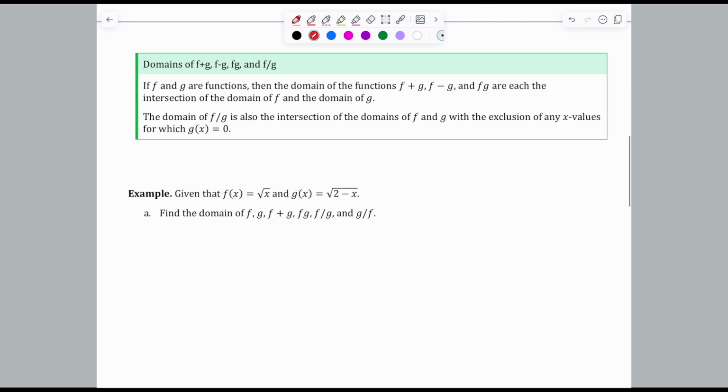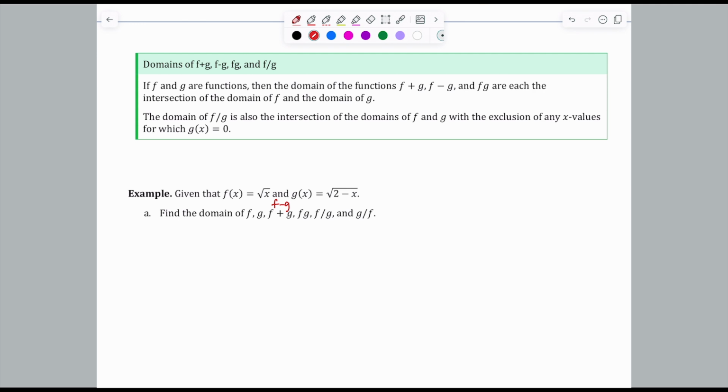Alright, so here we're given f of x equal to the square root of x, and g of x equal to the square root of 2 minus x. The question says find the domain of f, g, f plus g, f times g, f over g, and g divided by f. We probably also could input f minus g here as well. But in any case, first to do this, we need to find the domain of f and g.